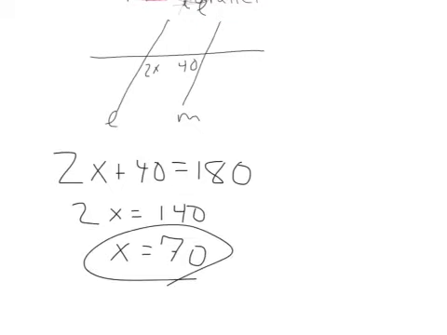So whenever they ask you what value of the variable will make the two lines given parallel, you have to look at what types of angles you're given and what you know about those angles. Are they congruent? Then you could set things equal to each other. Are they supplementary? You can add them equal to 180. Then just solve from there.